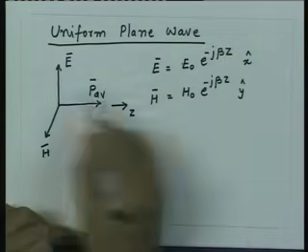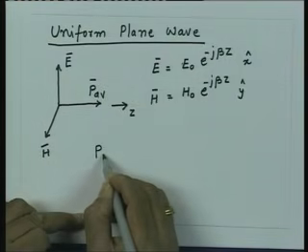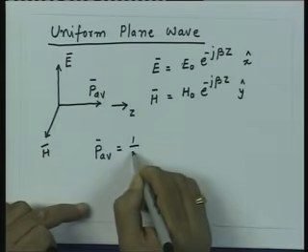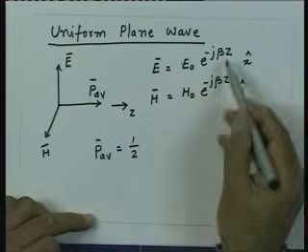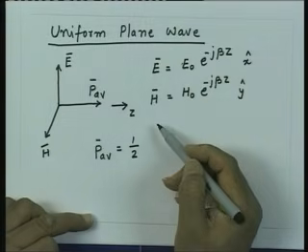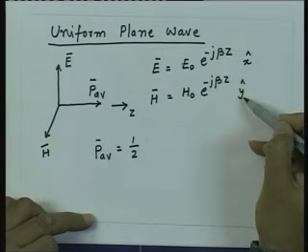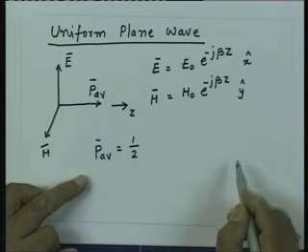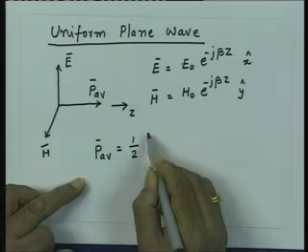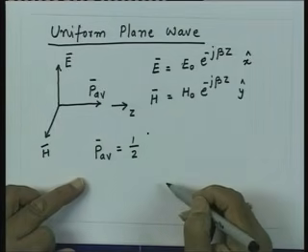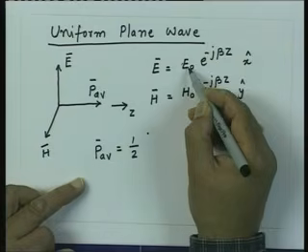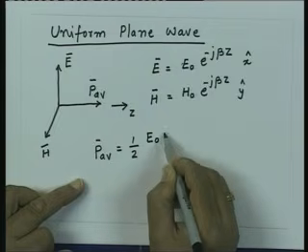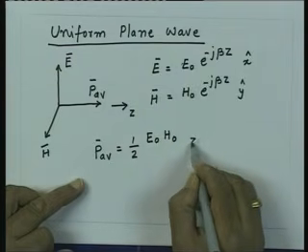So, the average Poynting vector P average is equal to half the real part of E cross H conjugate. Now, the cross product of x and y will give me direction z. So, this average Poynting vector is in z direction. So, this is half of the real part of E cross H conjugate. Essentially that will become E0 H0 in the direction z.